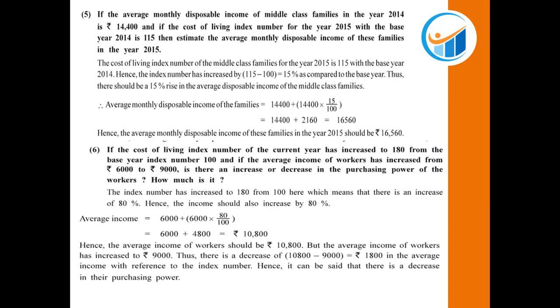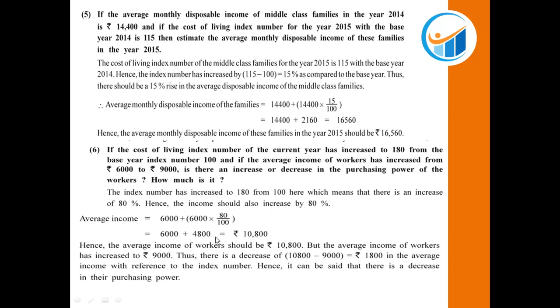So that I explained orally to you. Now one by one, by explanation, we go through the answer. What is mentioned here, student? The index number has increased to 180 from 100, which means that there is an increase of 80%. 100 का क्या हो गया बेटा, 180, so there is an increase of 80%. Hence the income should also increase by 80%.